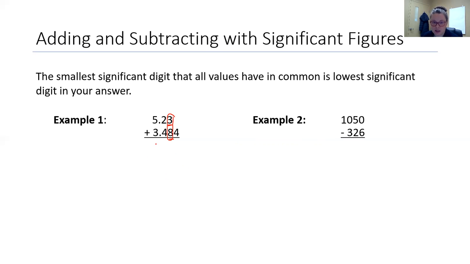So my answer is going to round to the hundredths. So if I calculate this out, we're going to get 8.714. And because hundredths is the smallest common place, we have to round to there. So our answer, correctly rounded, would be 8.71. Well, that's pretty logical. You can't be more precise than the least precise number.